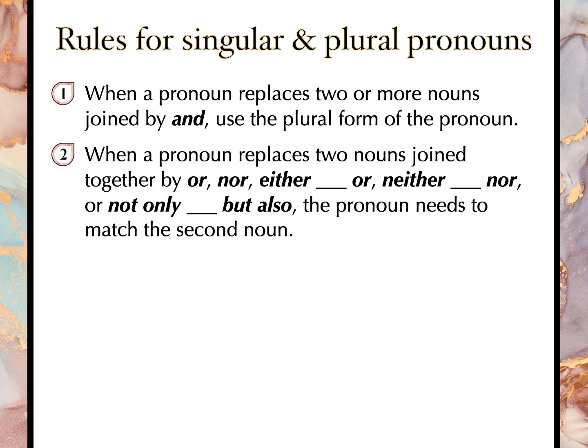When a pronoun replaces two nouns that are joined together by or, nor, either or, neither nor, or not only but also, your pronoun needs to match the second noun. So if the second noun is singular, you're going to use a singular pronoun. If that second noun is plural, use a plural pronoun.